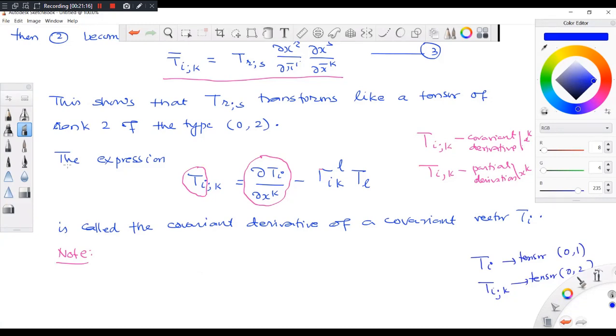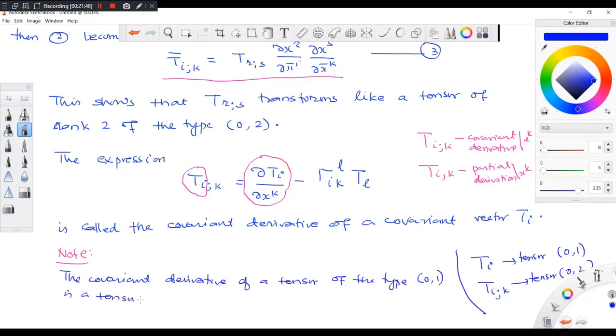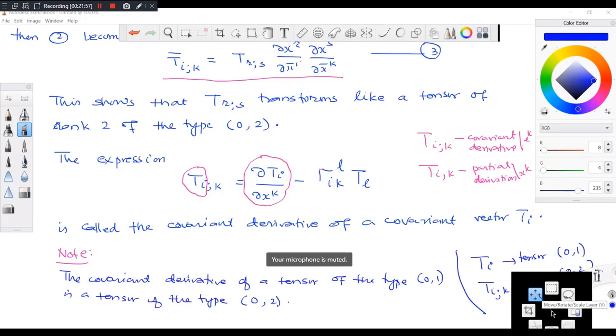So I write below that the covariant derivative of a tensor of the type 0, 1 is a tensor of the type 0, 2. So this is one observation which you can make.